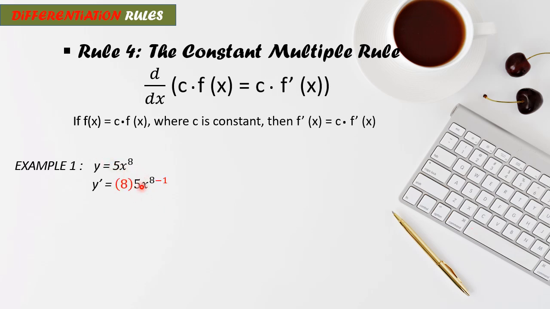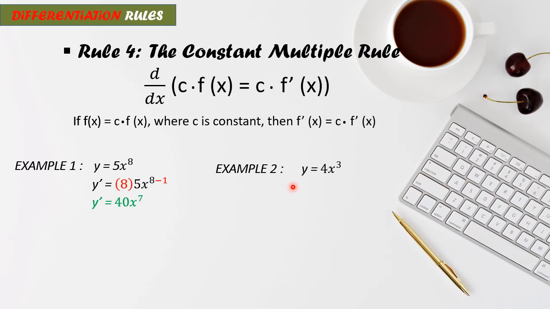Okay, the 5 is retained, and then you'll just have to do the power rule, which I talked about a while ago. You have to bring down 8, which is your exponent, right? So that's why we have 8 in here, and then we have to subtract 1, and then simplify. That's it. 8 times 5, that's 40. X raised to 8 minus 1, that's 7. So that's the final answer.